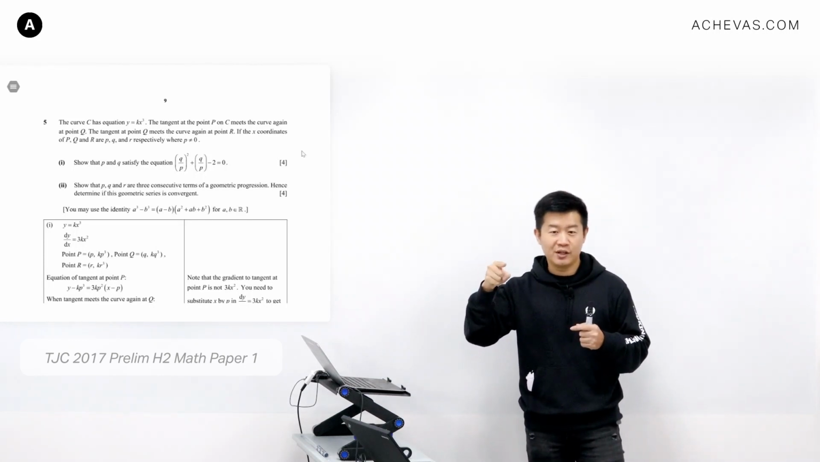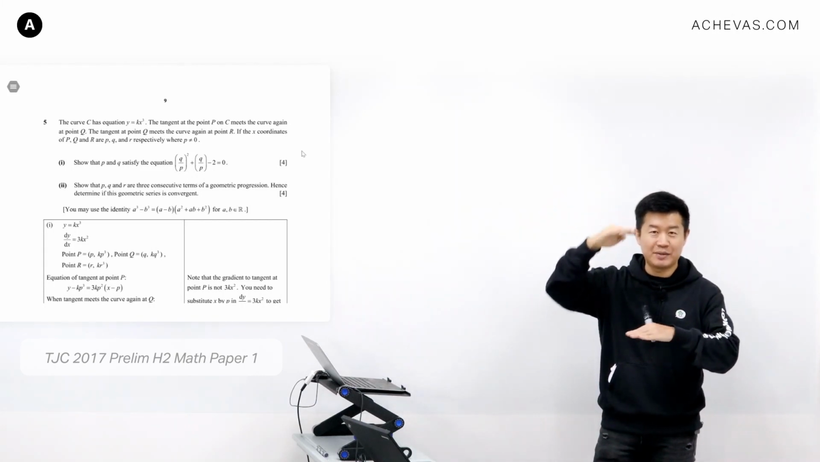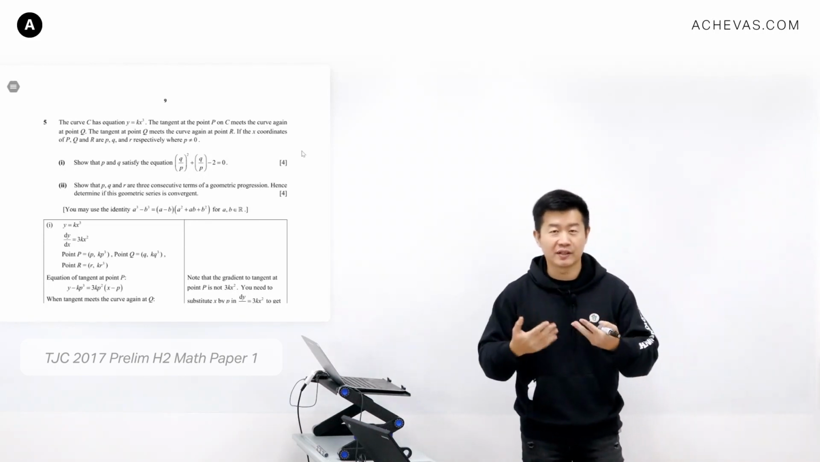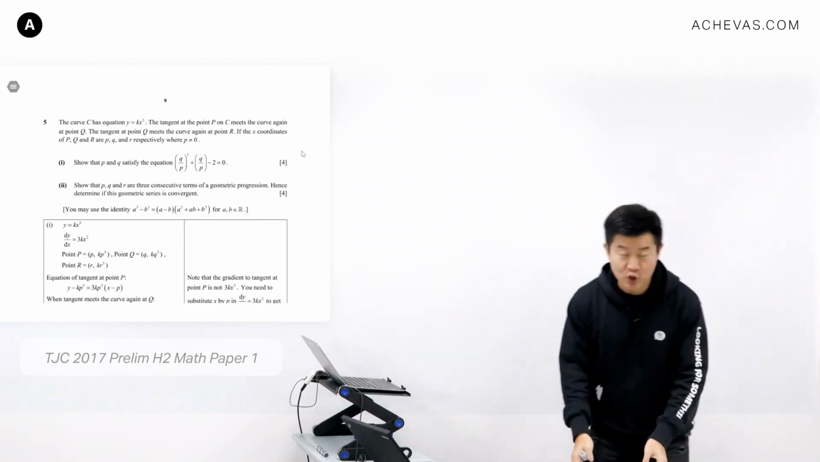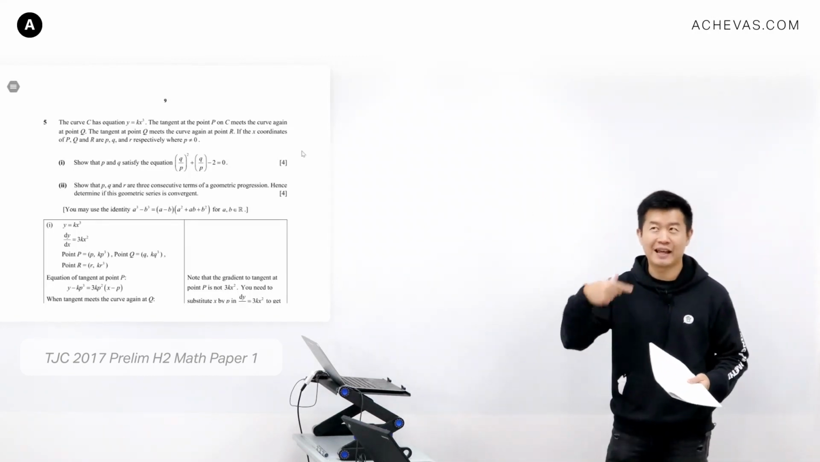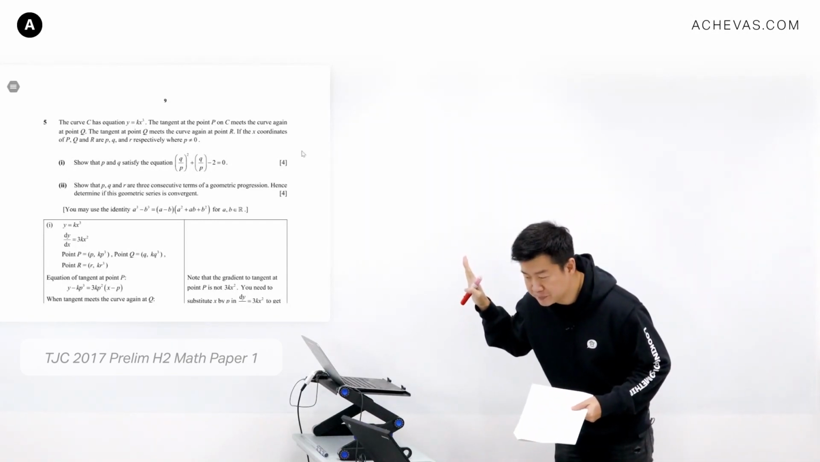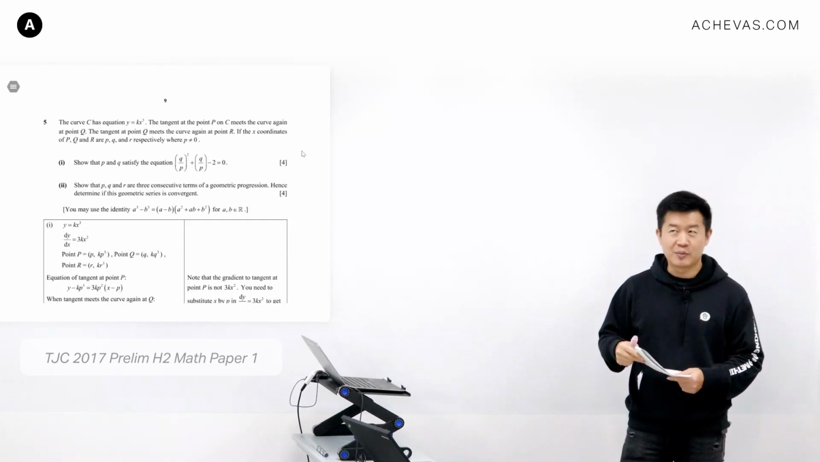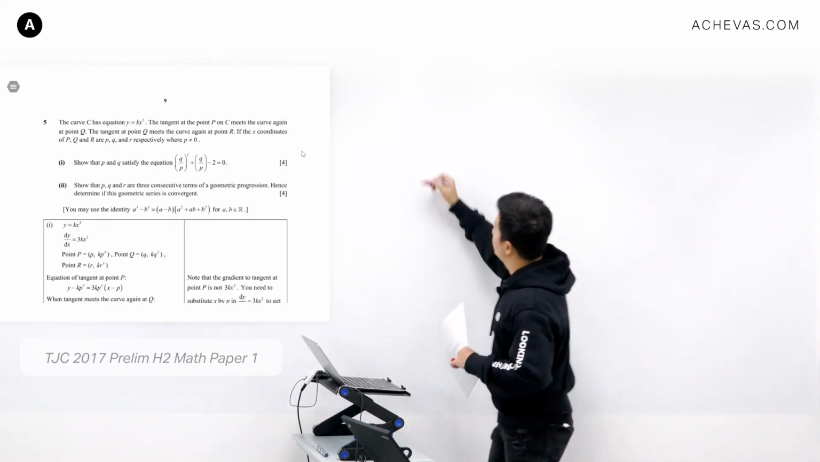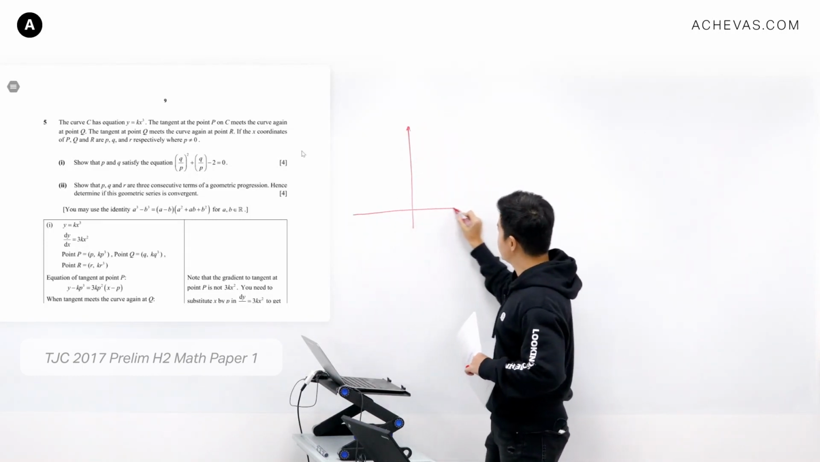So k will tend to scale it by a factor of k parallel to the y-axis. And depending on whether k is positive or negative, it may cause it to be reflected about the x-axis. So assuming that k is bigger than 0, so that I can have a better idea of what this question is talking about, I'm going to assume k to be positive for me to do a sketch of the scenario.